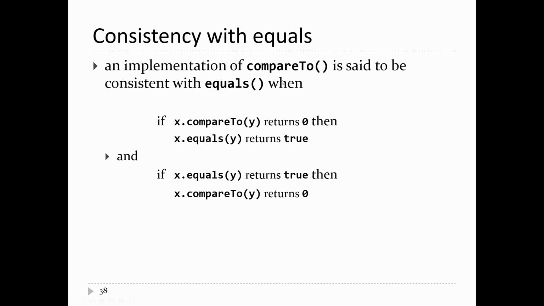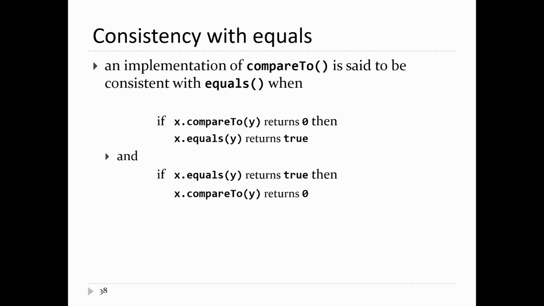So the documentation says that you should try to be consistent with equals when you implement compareTo. And what that means is two conditions have to be true for compareTo to be consistent with equals. If you remember from your math classes, this is basically "if and only if." So if x compared to y returns 0, then it must be the case that x equals y is true. And if x equals y is true, then that implies x compared to y also returns 0. If both of those conditions are always true for any objects x and y, then your implementation of compareTo is consistent with equals.